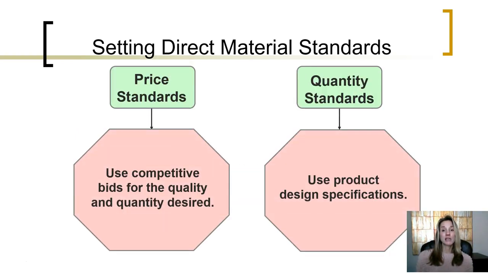So let's look at the setting of direct material standards. In other words, what kind of direct material costs do we expect on a per unit level? The price standards would be based on competitive bids for the quality of materials and the quantity that we are going to be needing. For quantity standards, we would use product design specifications. What amount of materials should be used for each unit produced?